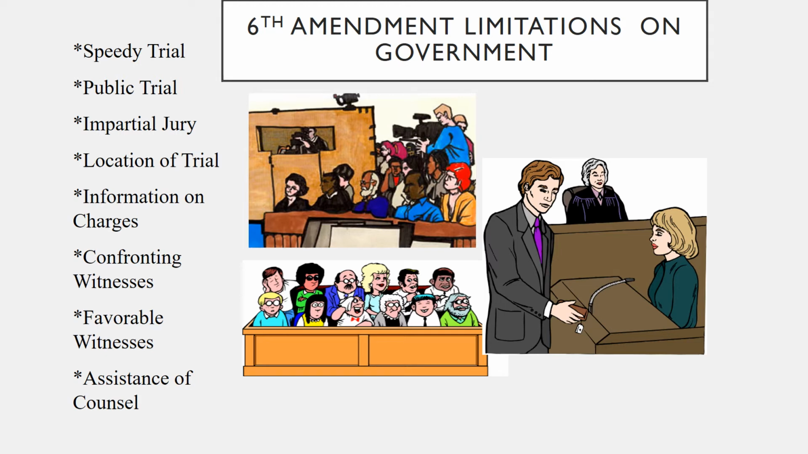The location of the trial just means the trial needs to take place in the general location where the crime allegedly occurred. If a crime occurred in Salt Lake, they're not going to hold the trial in New Orleans or Detroit. They're going to hold the trial in Salt Lake. That's just to make it easier, and that's the law.